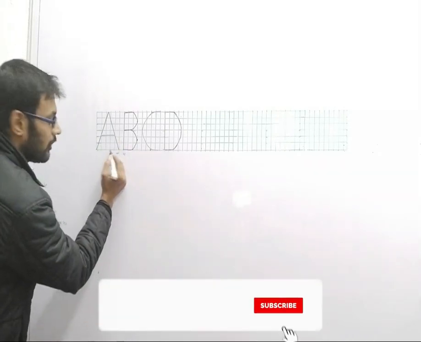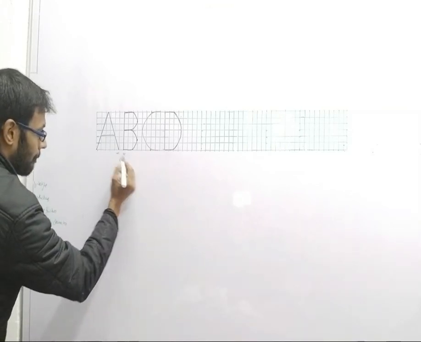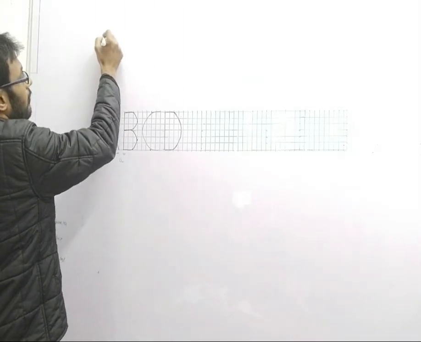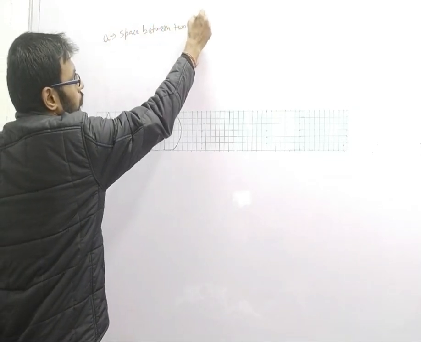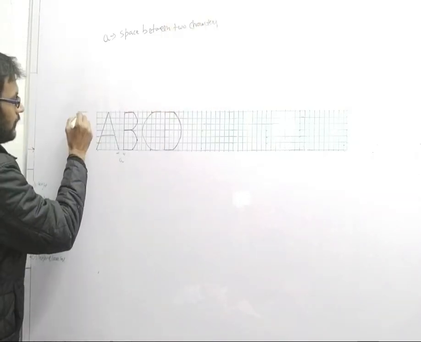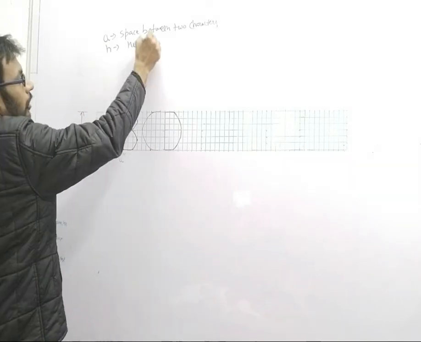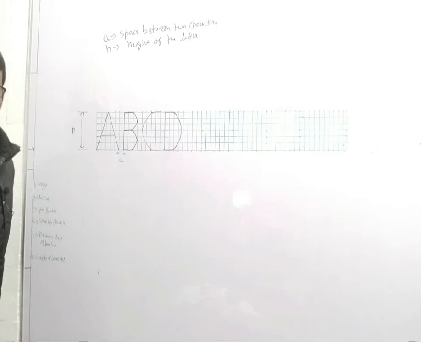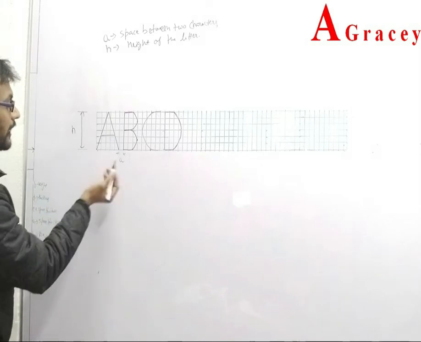You can see that we equally space the letters apart. This space from one letter to the second letter is known as space A. It is represented by a small letter a, where a is the space between two characters. And this one is your height H, where H is the height of the letter. Clear?